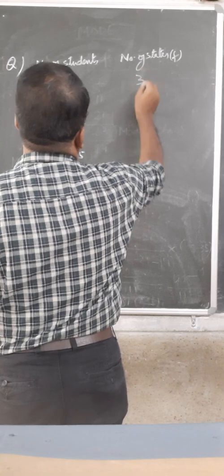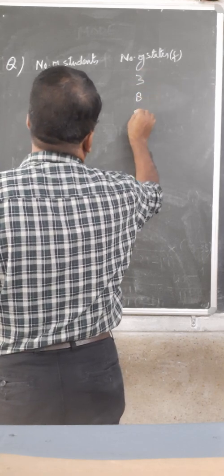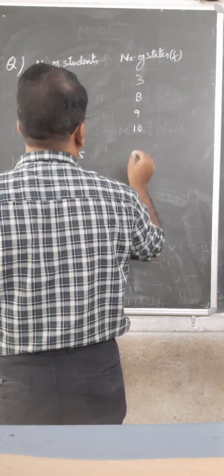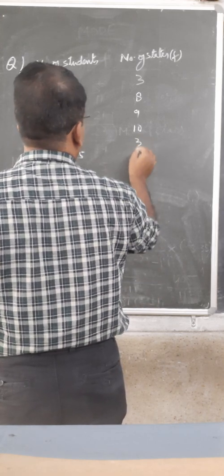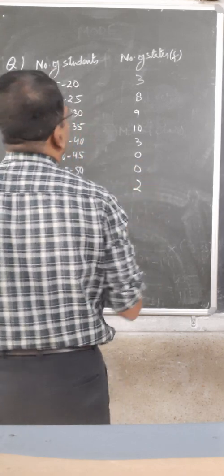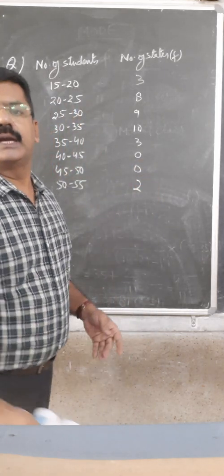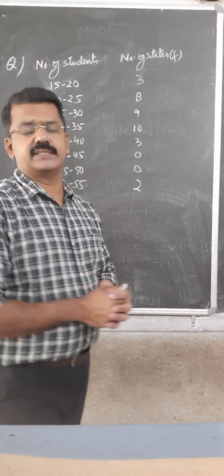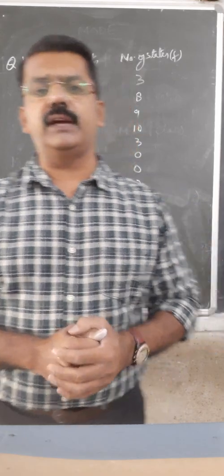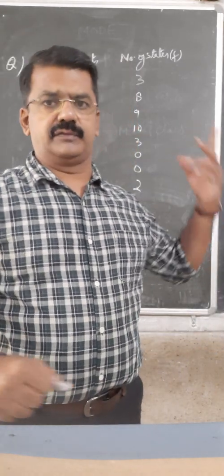Okay, and the frequency, or the number of states, is 3, 8, 9, 10, 3, 0, 0, 2. Now, the question says you have to find the mean and the mode, both. But we can find all three, that is mean, median, mode of this distribution.